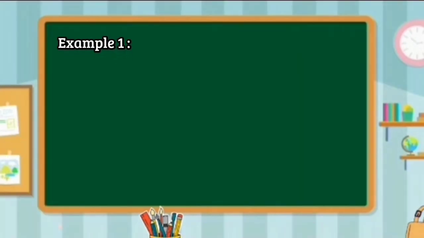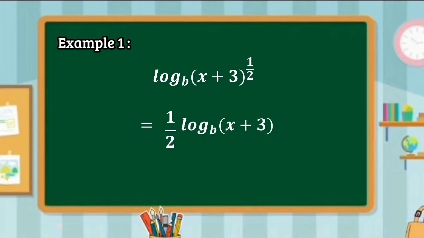Example 1. Expand log of the quantity x plus 3 raised to 1/2 to the base b. Making use of logarithm of a power, we have 1/2 log of the quantity x plus 3 to the base b.